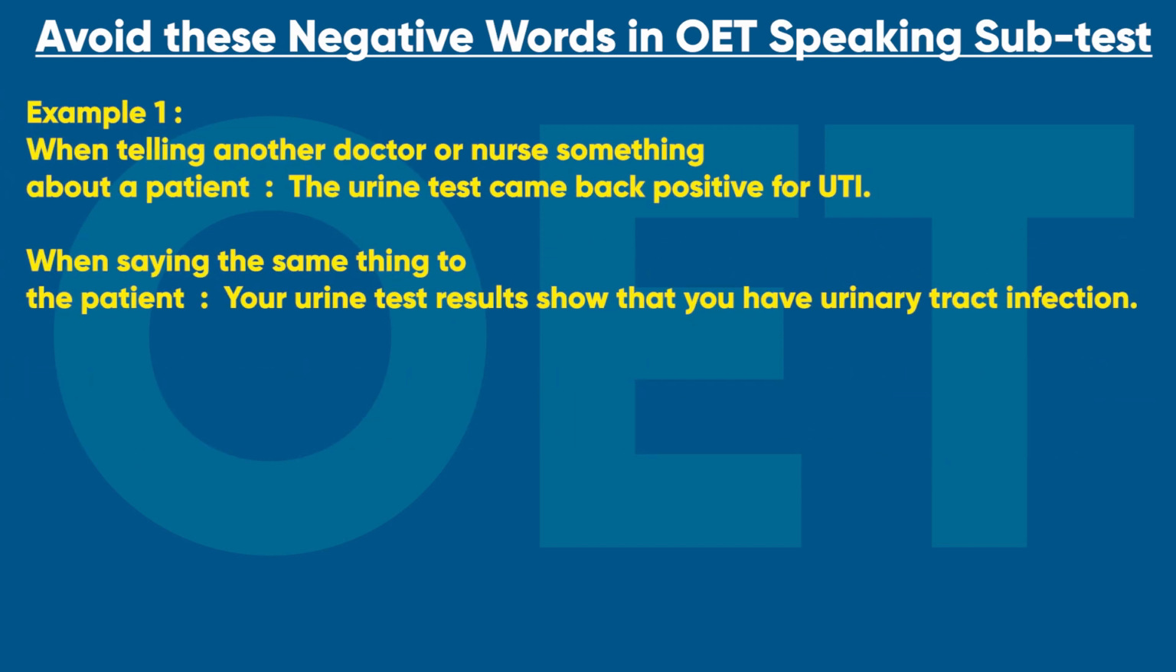For example, when telling another doctor or a nurse something about a patient, you might say, the urine test came back positive for UTI. If you have to explain the same thing to the patient or the carer of the patient, then you have to avoid using the word positive, because it can be wrongly construed by the patient. So you can say, your urine test results show that you have a urinary tract infection, instead of saying positive.